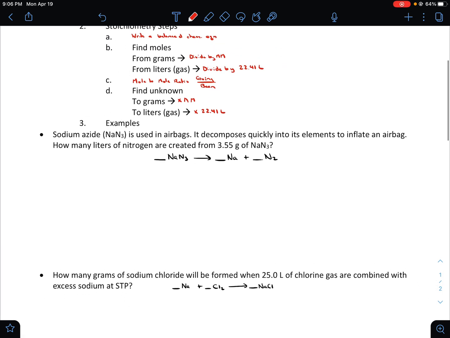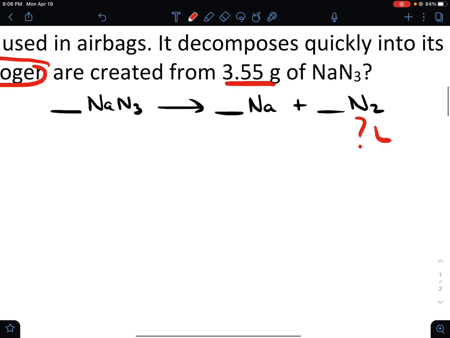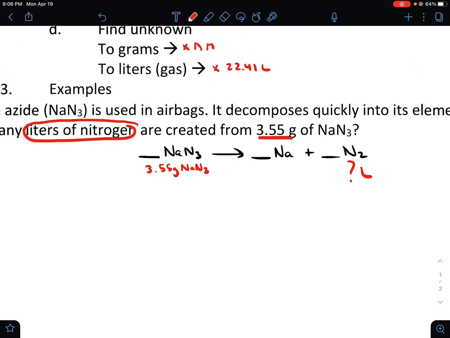To these examples. So if we read through, we've got sodium azide is used in airbags. It decomposes quickly into its elements. How many liters? We're looking for liters of nitrogen. So our question mark goes under nitrogen and we're looking for liters. And we know we have 3.55 grams of sodium azide. So let's put 3.55 grams of sodium azide under there. We're basically going from sodium azide to nitrogen.